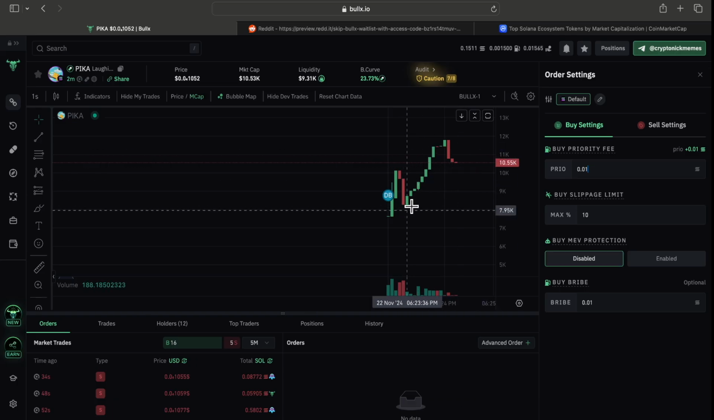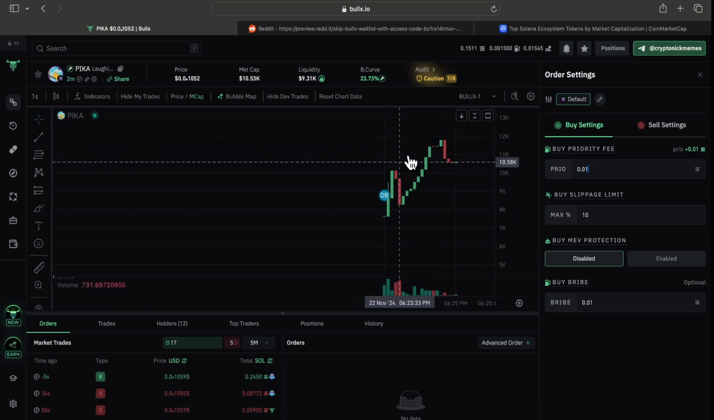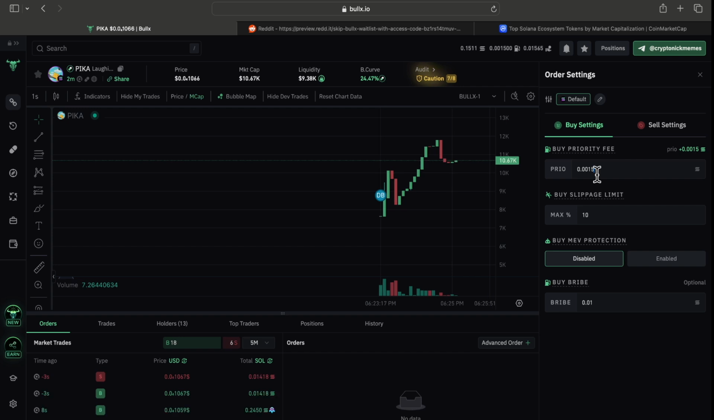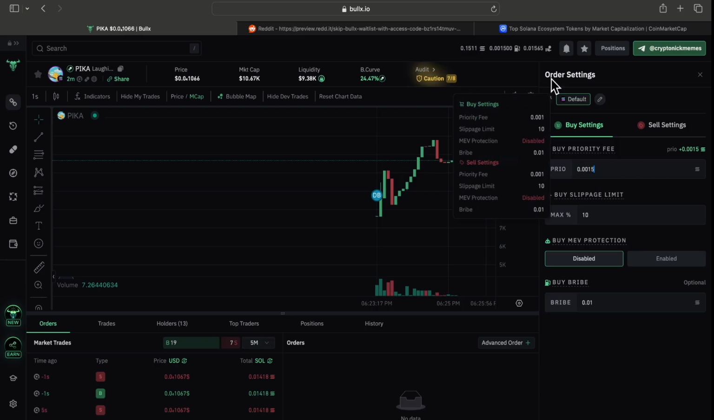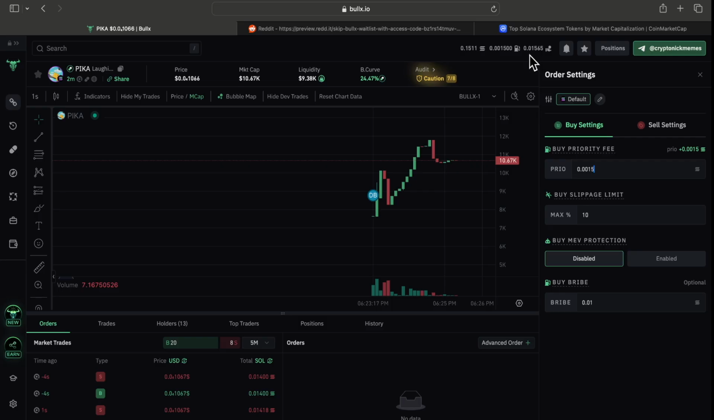This one in particular doesn't really have that much volume at the moment, so the priority fee would have to be lower. At least I would recommend you to put it to default, or what I oftentimes use is 0.0015, just higher than the default fee suggestion. And as you can see right here, this is what is usually suggested actually.